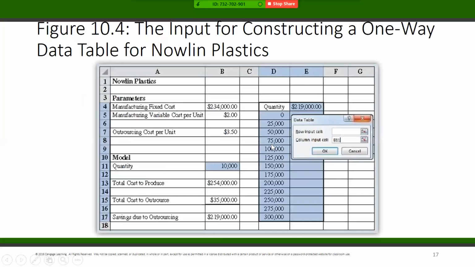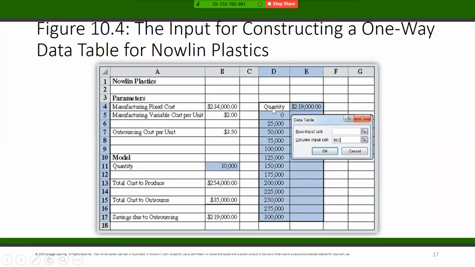In slide 17, we see the input for constructing the one-way data table for Nolan Plastics. This part, A and B, we already had. Now we're going to add in columns D and E. The first step in creating a one-way table is to construct a sorted list of the values you would like to consider in the input. So that's going to be the quantities.